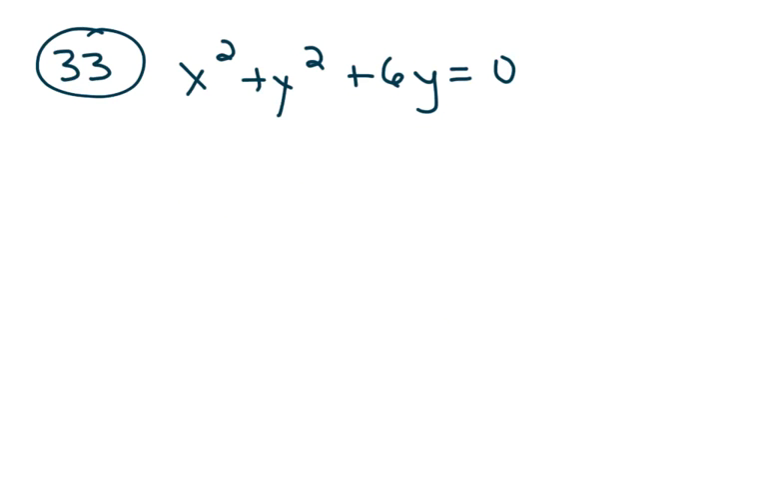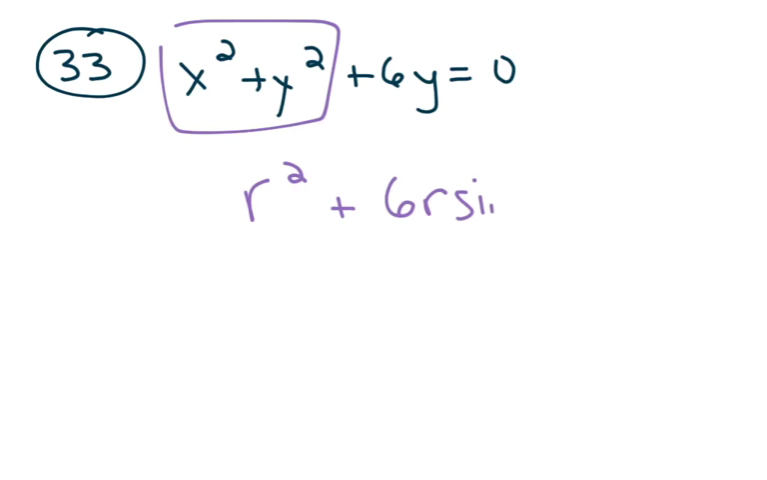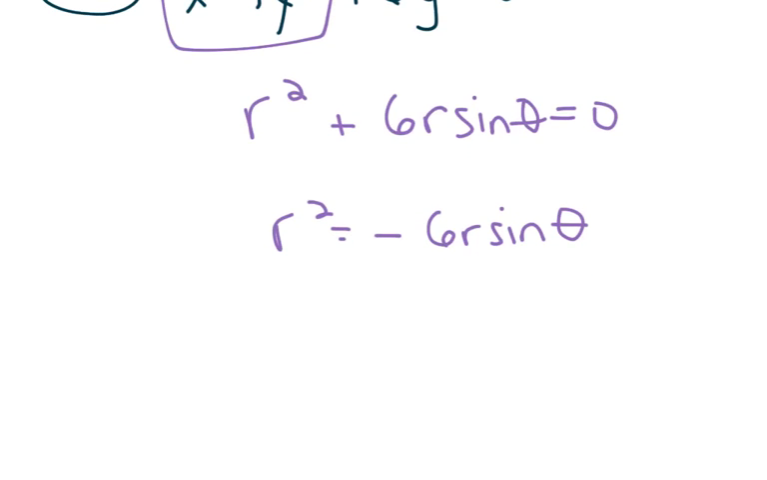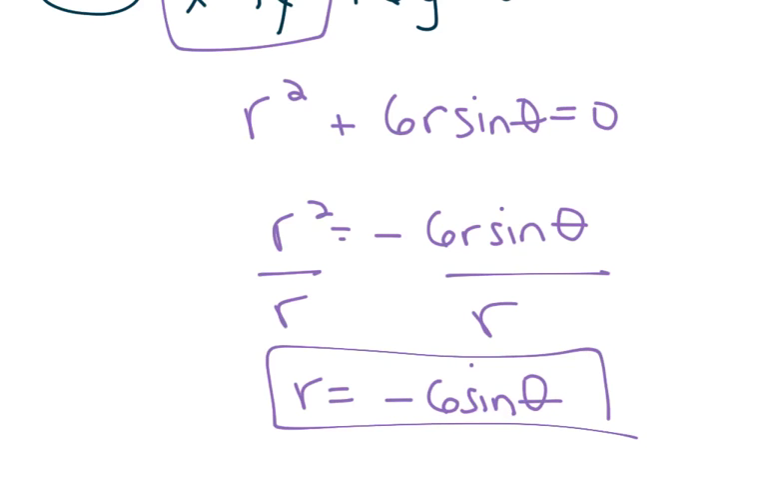What if we want to go the other direction and write a rectangular equation in polar form? Well, x squared plus y squared was r squared, and y was r sine theta. I want you to notice that I got rid of the x's and y's, I changed them to r's and thetas, but I want this equation to say r equals. So I'm going to start by subtracting the 6r sine theta, and then we're going to divide both sides by r. And I find out that r is -6 sine theta, and that's the polar equation.